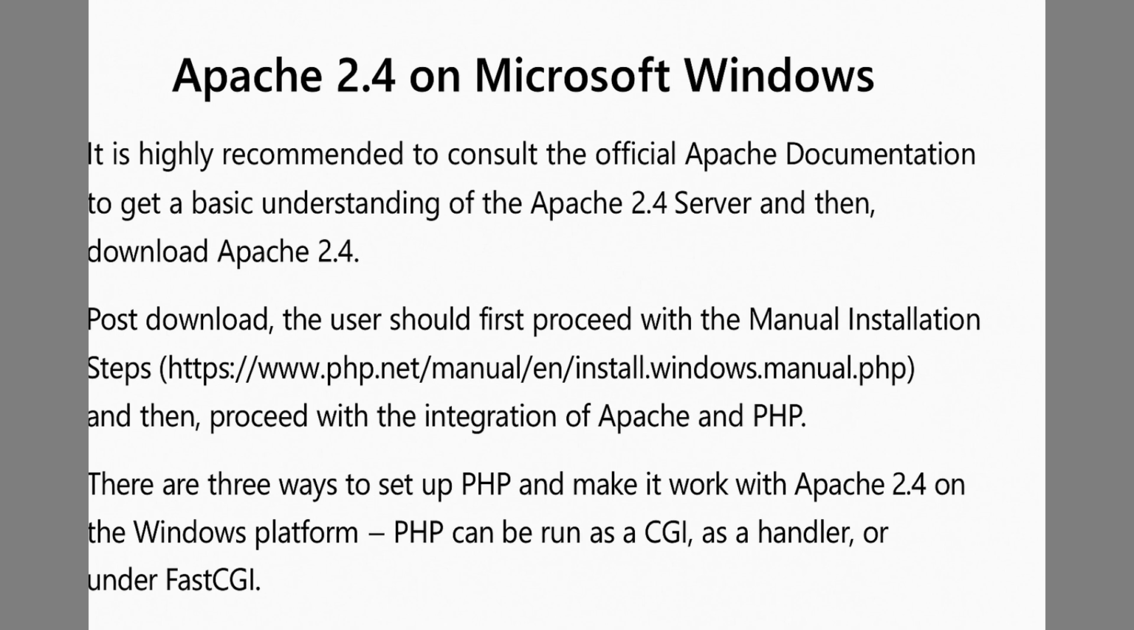Once you're familiar with the basics, the next step is to download Apache 2.4. You can obtain the latest and most stable version from the Apache Lounge website, which provides Windows-compatible builds of Apache. These builds are reliable, well-tested, and specifically optimized for Windows operating systems. After downloading Apache 2.4, users should follow the manual installation steps provided in the official PHP documentation.